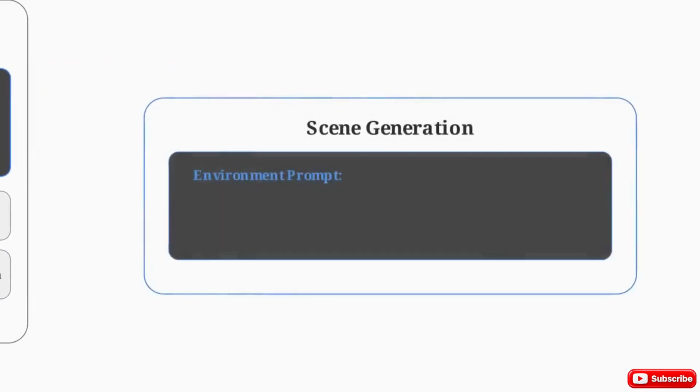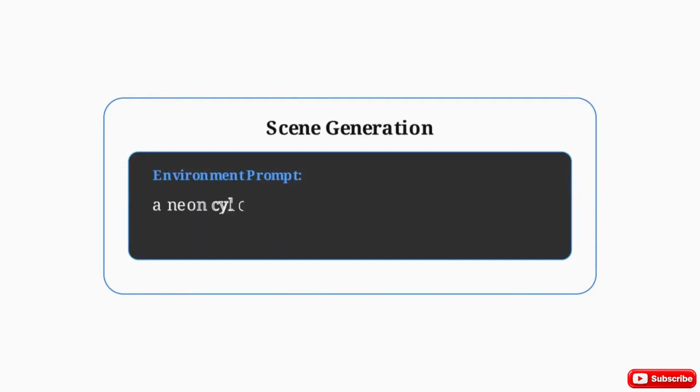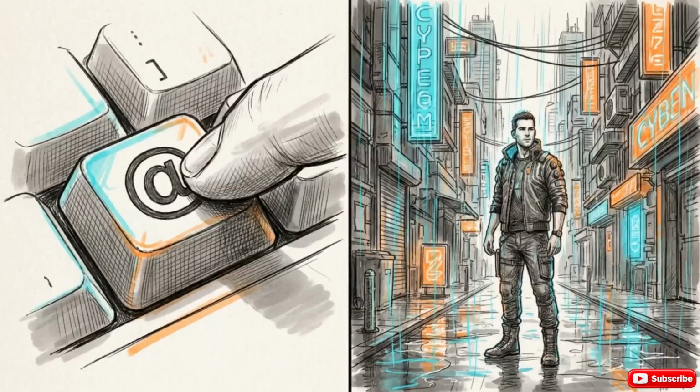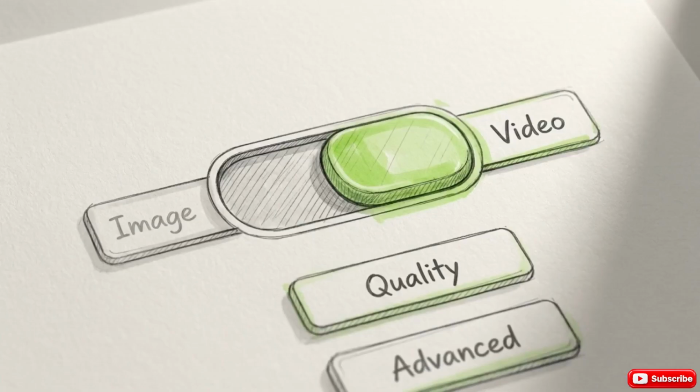Step 4, go to the main prompt box and describe a new environment, like a neon cyberpunk street. To pull your saved character into this scene, type the @ symbol in the prompt box and select them from the list. Organizing your assets this way allows you to place a complex character into any environment with a single keystroke.